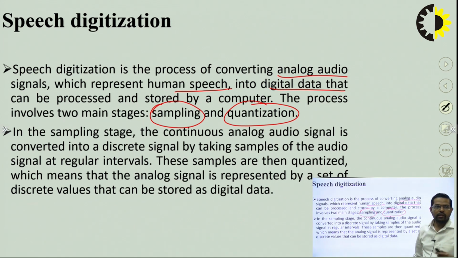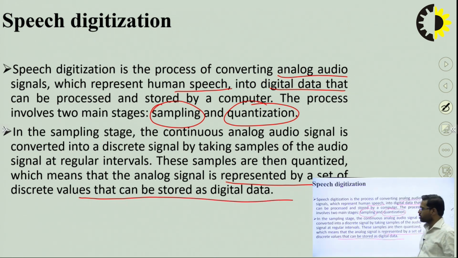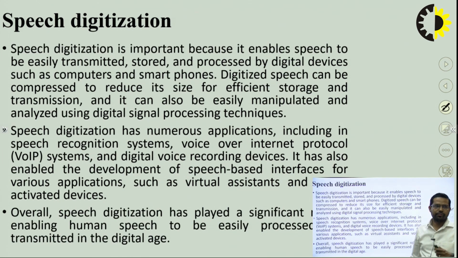In the sampling stage, the continuous analog audio signal is converted into a discrete signal by taking samples of the audio signal at regular intervals. These samples are then quantized, which means that the analog signal is represented by a set of discrete values that can be stored as digital data. So our speech is converted into sample form, small steps, and then quantized, and so it represents digital data.